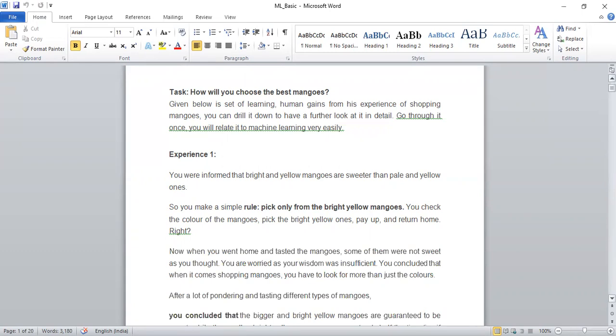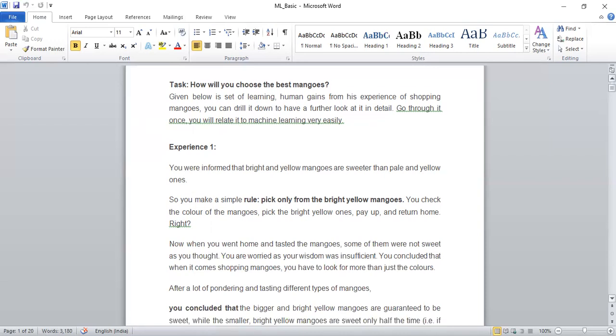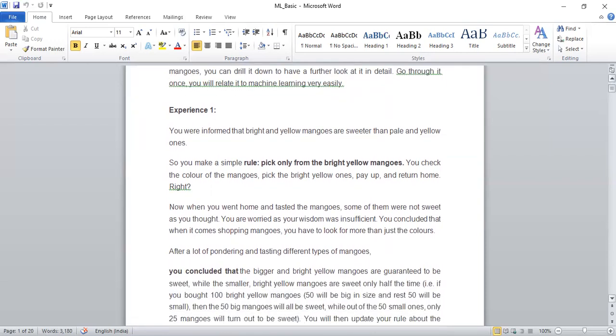As you consider them best. So look, experience one: you were informed that bright yellow mangoes are sweeter than pale yellow ones. Understood? So you make a simple rule: pick only from the bright yellow mangoes. You check the color of the mangoes, pick the bright yellow ones, pay up and return home.